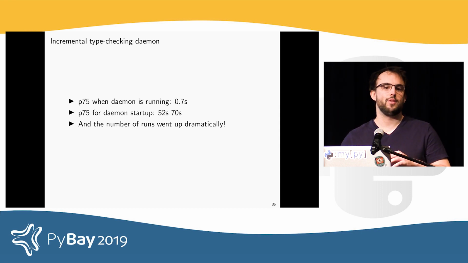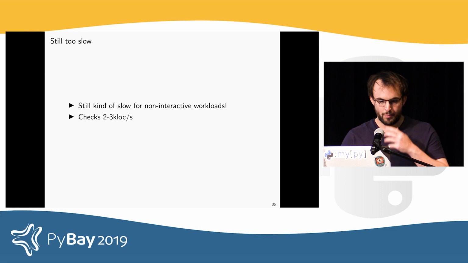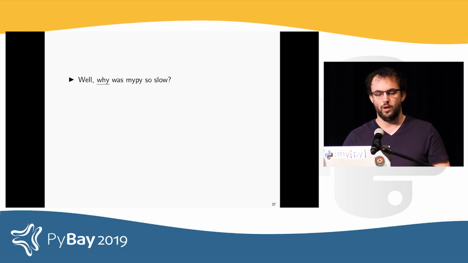But the most gratifying thing about this is as soon as we rolled out this type checker that could run in a second, the number of times people ran the type checker according to our telemetry went up by like a factor of 10. People use the type checker way more when it's way cheaper, which is really gratifying because it showed that people really wanted to be using this as a big part of their workflow, and we were making that possible. The problem is this is still kind of slow for non-interactive workflows when you're running it in CI or whatnot.